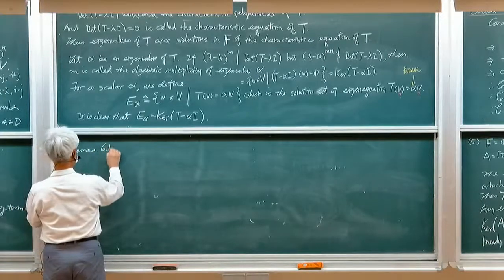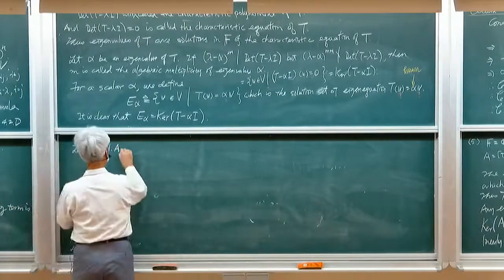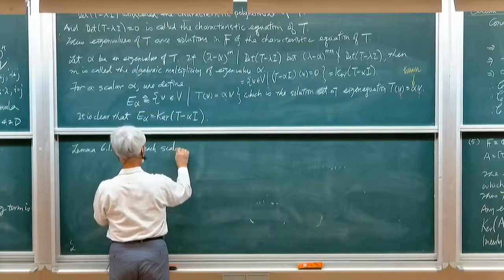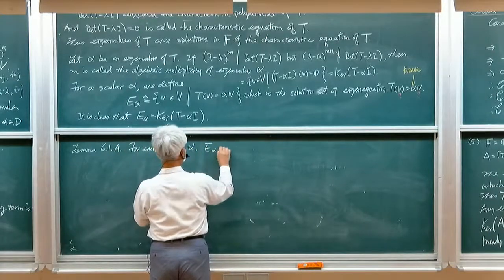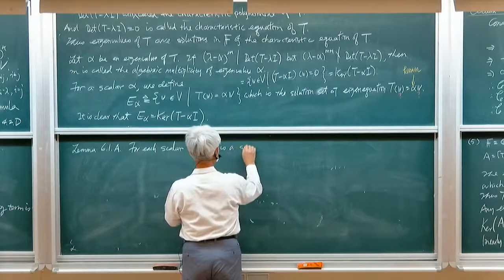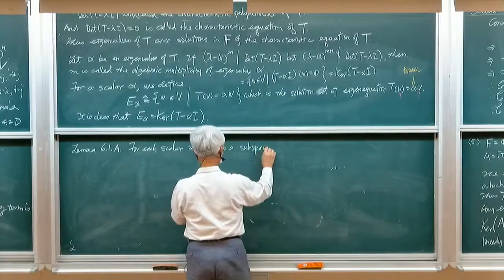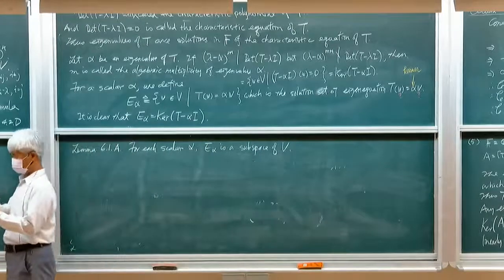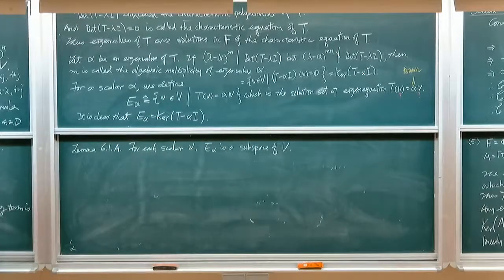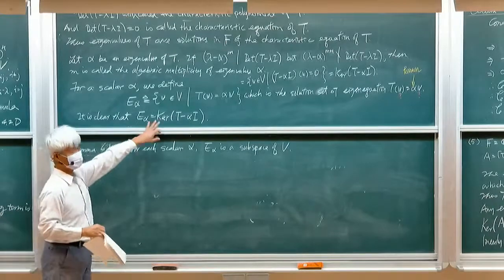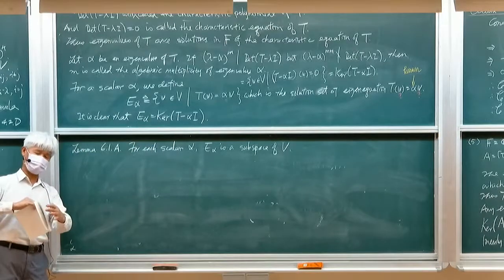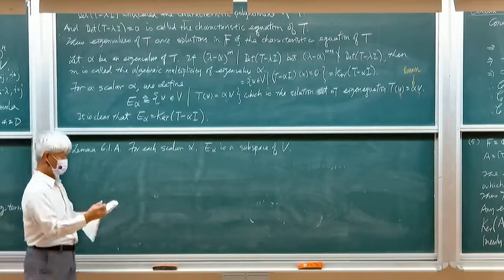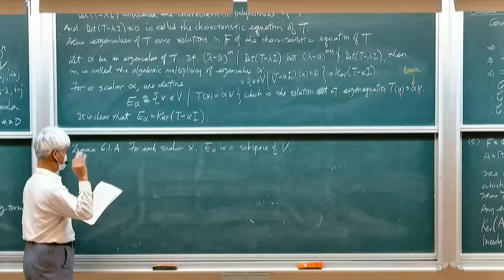So lemma 6.8: for each scalar alpha, E alpha is a subspace of V. Okay, I think I don't need to give a proof. The proof given there, I think, is redundant because that is a kernel, and we proved kernel is a subspace already. But anyway, I already put it there. You can ignore the proof.